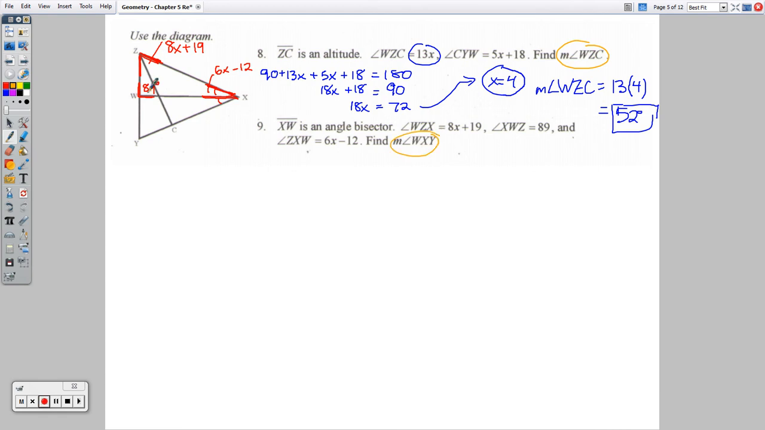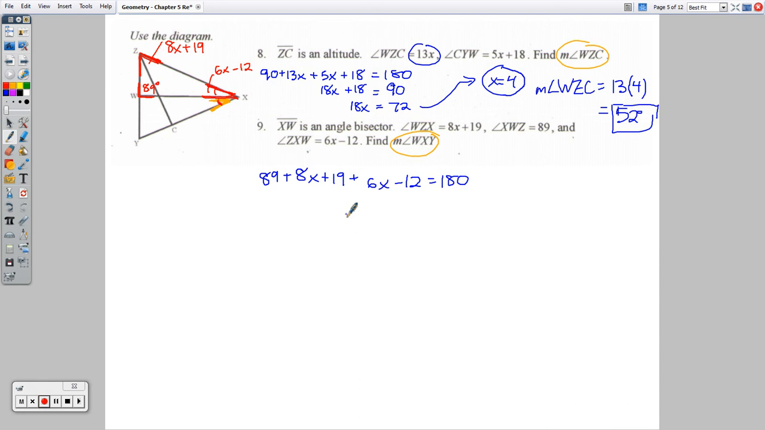WXY is going to be, looks like W to X to Y is going to be this one right here, the orange angle right here. So if I know this one, I'm going to know what this one is, because this one is congruent to this one based on this being WX, an angle bisector. So from there, it looks like I have the same sort of idea going on. I can add these three together to get 180, and then I'll know x from there. So if I have 89 plus 8x plus 19 plus 6x minus 12, that's got to equal 180.